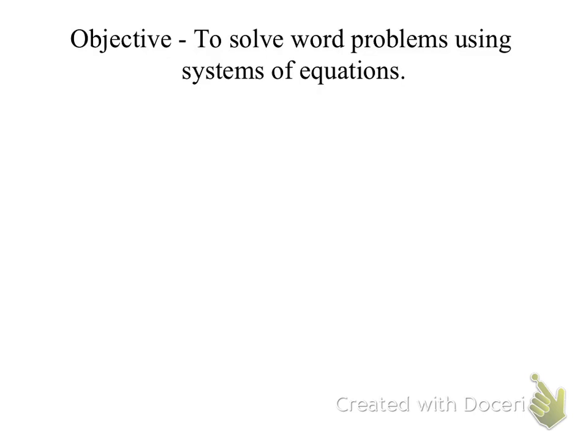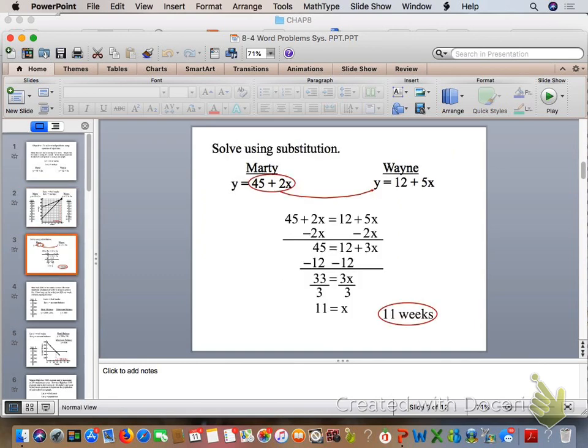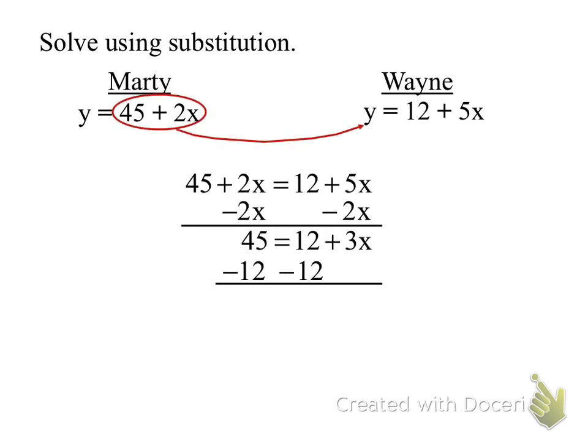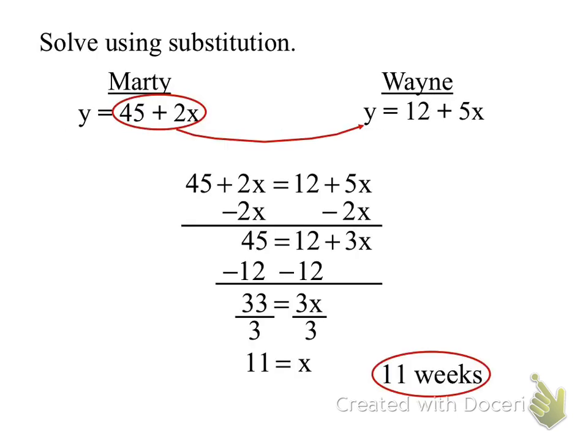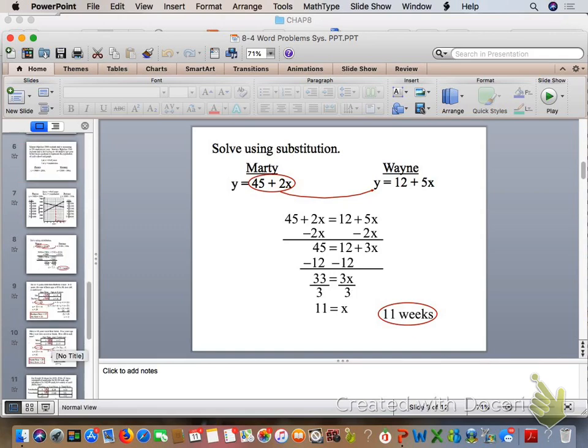solve the system. Now, I've solved it by graphing here, but we can also do the same thing and solve through substitution. Substitute it in. Find X, and I get X is 11 weeks. Do I have the ability to find the Y, the savings, what they'll have? Yeah. Substitute it into either original equation. So this is an example of solving it in two different ways.